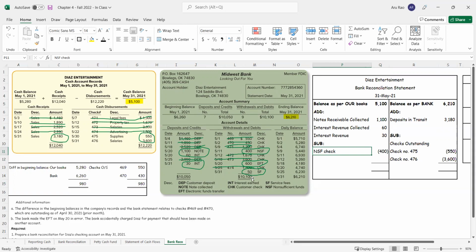Then we have the service fee, $50. The bank took that money out of my account already. They're not going to ask me for it. They're not going to send me a bill. They're taking that money out of my account. Okay, that takes care of the 400 and the 50.